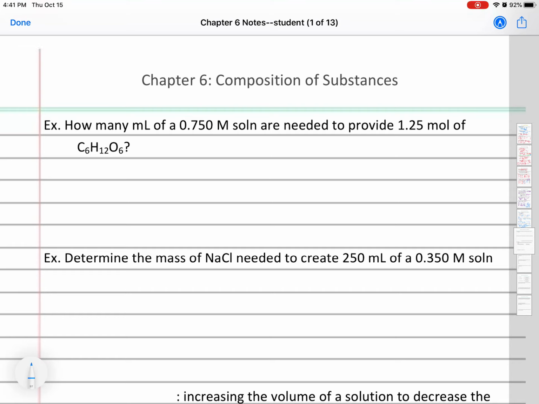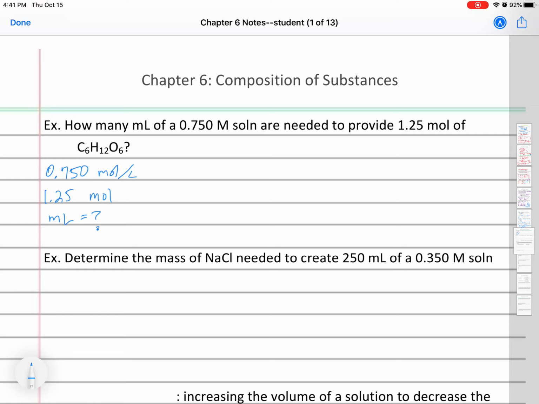How many milliliters of a 0.75 molar solution are needed to provide 1.25 moles of glucose, C6H12O6? So the first thing I like to do is sort of write out what we have. We have molarity, 0.750 molar, which we could also write out as moles per liter. And we're given 1.25 moles. And we want to know how many milliliters. That's what we're trying to figure out.